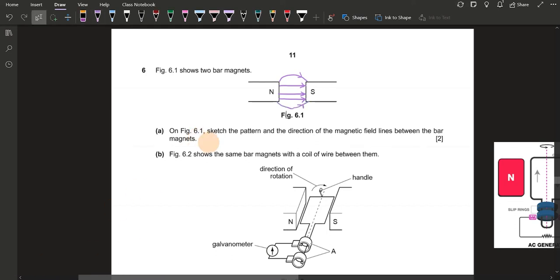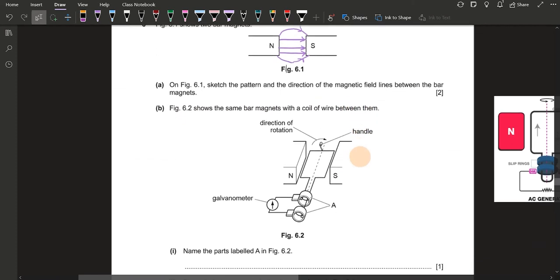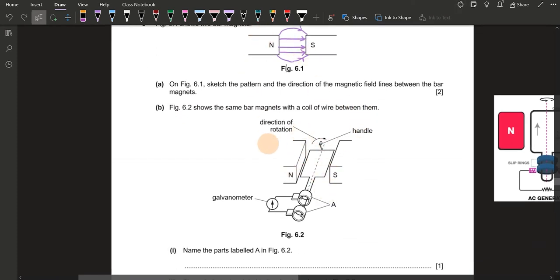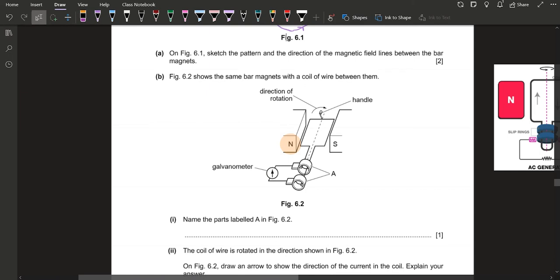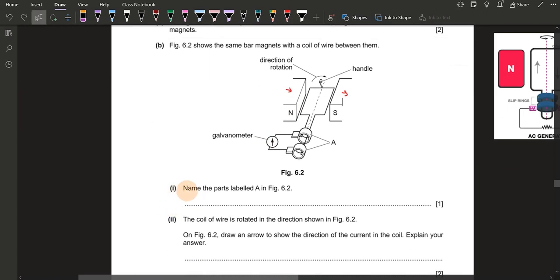Part B says figure 6.2 shows the same bar magnets with a coil of wire between them. So this is the same, and we obviously have a magnetic field from north to south. Now part I says name the parts labeled A, these two, and it's going to be slip ring commutator. Slip ring. We can just write slip ring. You don't need to mention commutator.